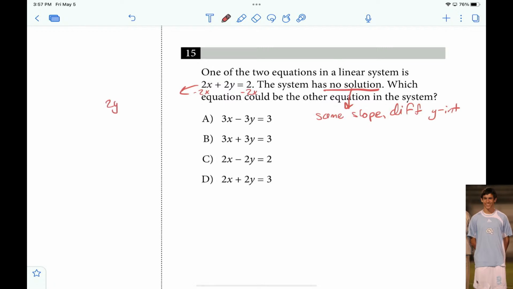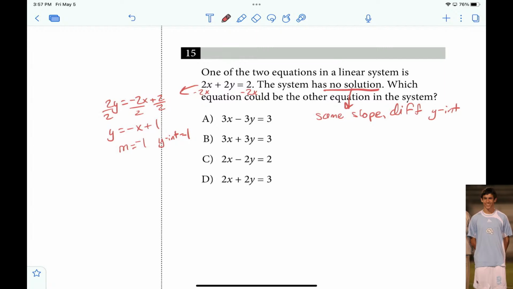Now we have 2y equals negative 2x plus 2. We're going to divide everything by 2. So y equals negative x plus 1. Here I would notice my slope is negative 1 and my y-intercept is 1. So I need a line that has a slope of negative 1, but does not have a y-intercept of 1. So we're looking for a slope of negative 1, but a y-intercept of anything but 1.